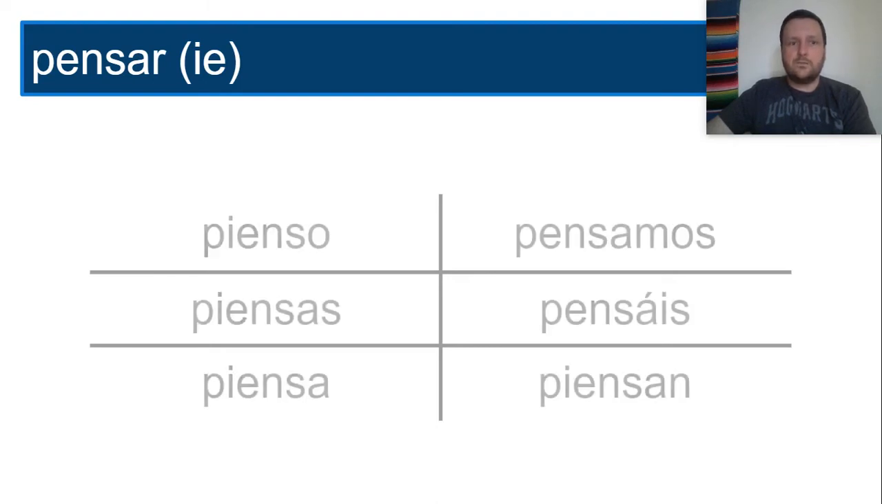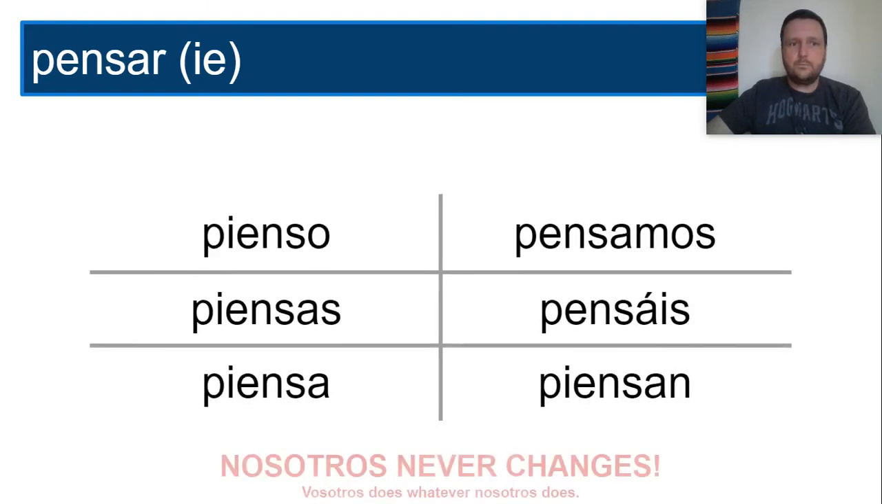Okay, so here are the forms of pensar. Pienso, piensas, piensa, pensamos, pensáis, piensan. Nosotros never changes. So pienso, piensas, piensa, piensan have the stem change. Nosotros and vosotros don't: pensamos, pensáis. Hopefully you got them all right.